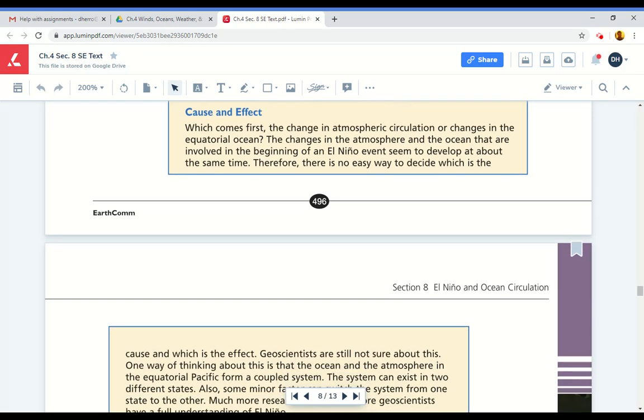Cause and effect. Which comes first? The change in atmospheric circulation or changes in the equatorial ocean? The changes in the atmosphere and the ocean that are involved in the beginning of an El Nino event seem to develop at about the same time. Therefore, there is no easy way to decide which is the cause and which is the effect.